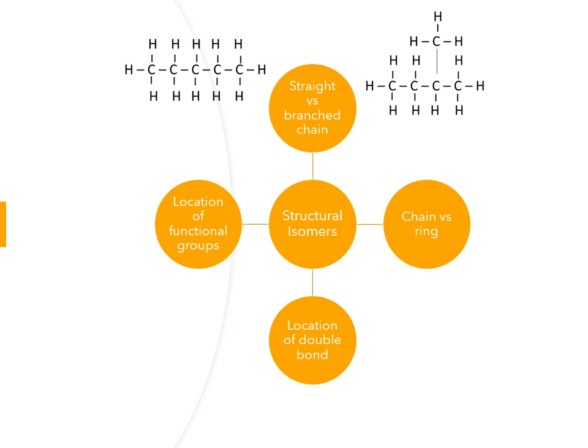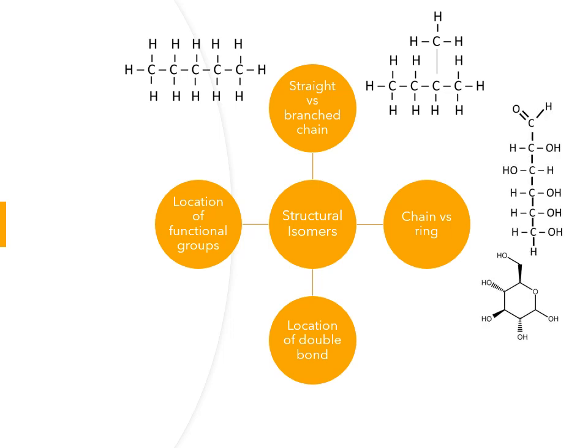Our second type of structural isomers are chains versus rings. We'll see this a little more when we come to look at glucose and the other carbohydrates in our section on macromolecules. But certain types of molecules can exist in these two forms, and can even switch between them depending on the conditions. The third way we can have structural isomers is to have double bonds in different positions.